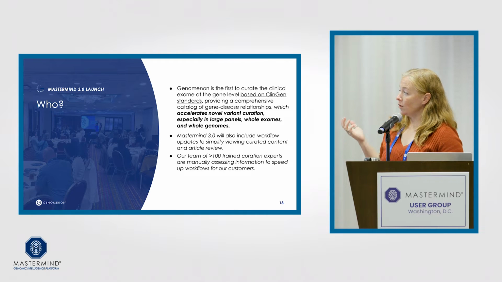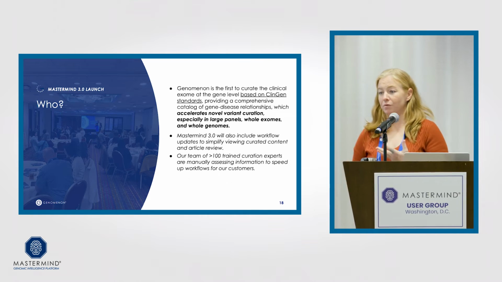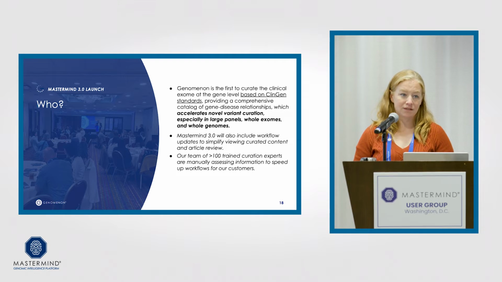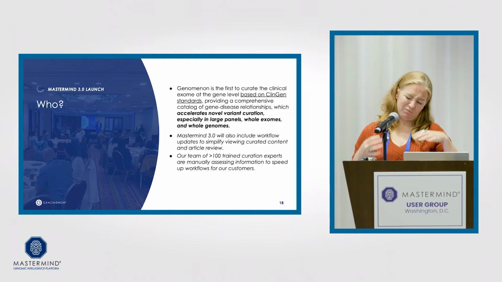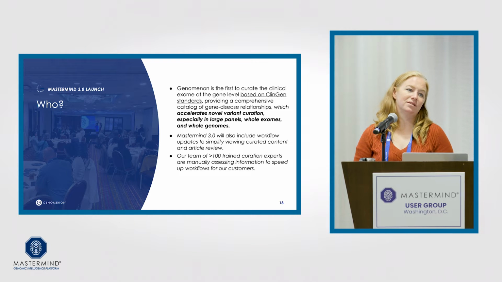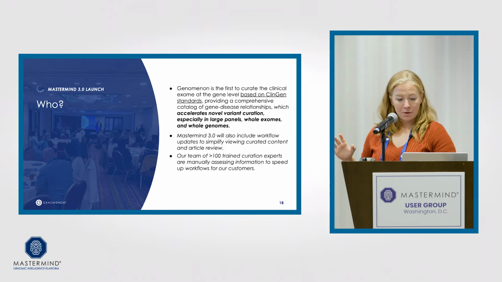This will also include workflow updates to simplify, and it's done by our team of over 100 different curation experts manually assessing this. They're using a tool like Mastermind. We have a little bit different one internally that serves them all these articles. They can then assess, in this case, what I was talking about is gene-disease relationships.